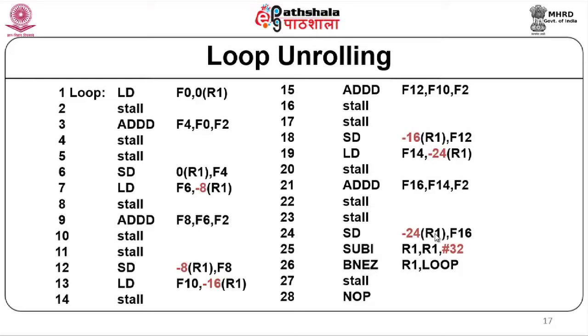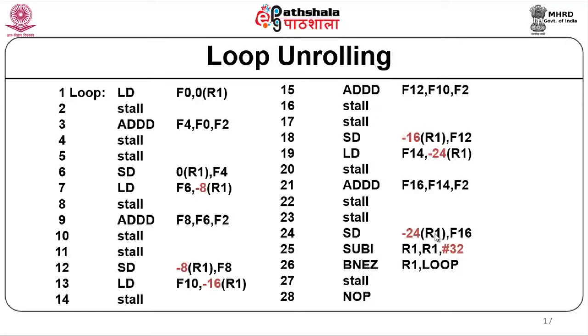Because the loop has got replicated, you don't have to bring in the loop maintenance code. After all, what the loop maintenance code did was modify the R1 register so that it will point to the next location in memory, and the branch instruction checked whether you will have to keep iterating the loop or come out of the loop.